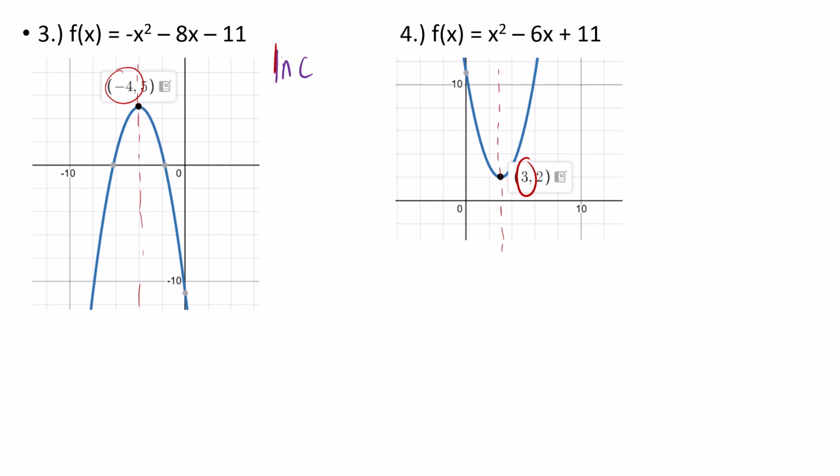I don't know if the audio is picking up the thunder. So increasing means it's going up from left to right. So it goes up like that. On this one, increasing means, again, it's heading up from left to right. And let's do decreasing in red. So this would be heading down and heading down.